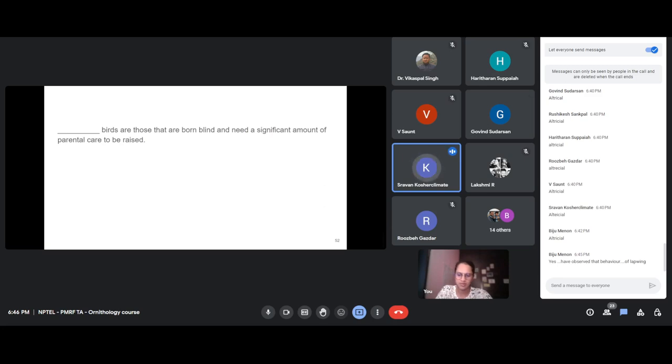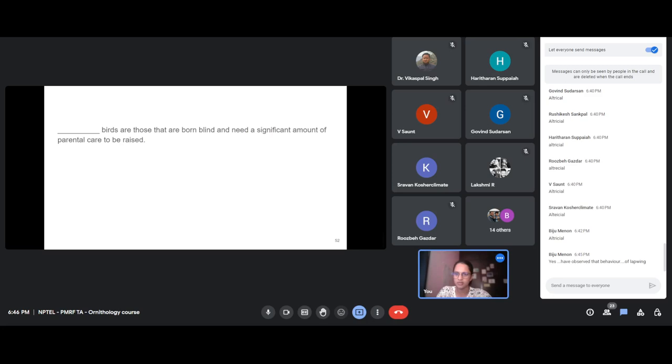Yeah. So storks and pelicans are larger birds, but they are altricial. Right. And the swan hens and the other ground nesting birds are smaller, but they are precocial. Right. Yeah, so there you have your answer, Govin.